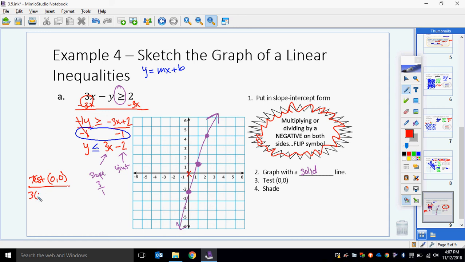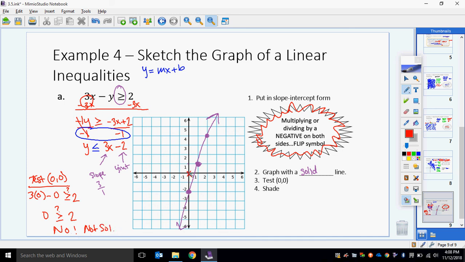So it would be 3 times 0 minus 0. Is that greater than or equal to positive 2? And again, I'm testing the original. Okay, I could test this one also, and if I did it correctly, it would work. But if I messed up on the algebra somewhere, I'd get my shading wrong, right? Or if I forgot to flip the inequality symbol, I'd get it wrong. So it's your best bet to plug it back into the original. So 3 times 0 is 0, minus 0, that'd be 0. Is 0 greater than or equal to positive 2? No, right? This is not a solution.